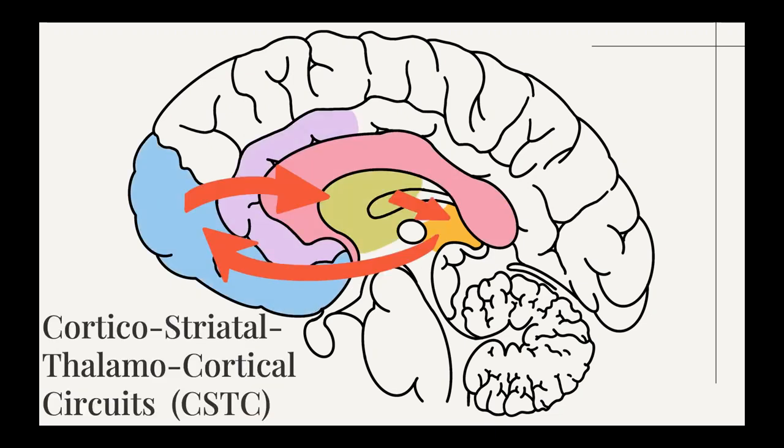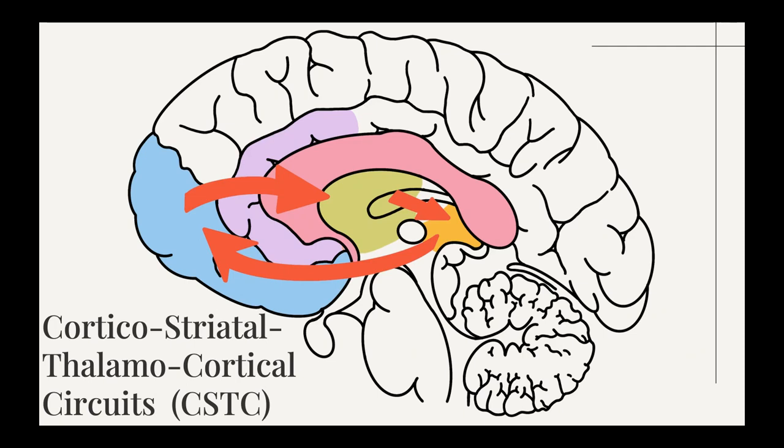There are tons of complex circuits of neurons that act as highways to send information to each region of the brain. More specifically, the circuits we are interested in are known as the CSTC circuit, which connects the prefrontal cortex to the striatum and then to the thalamus.